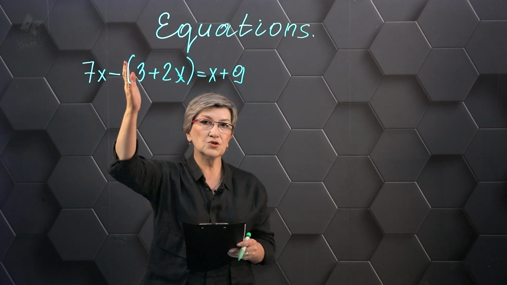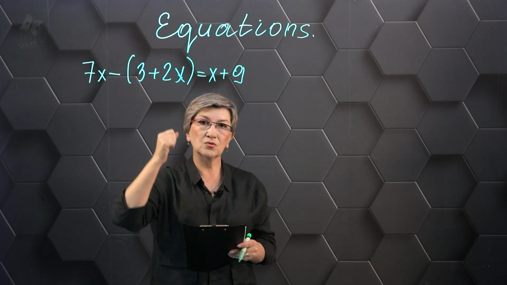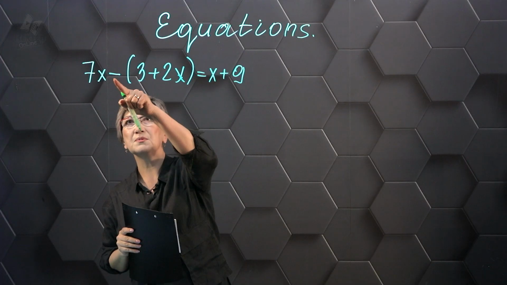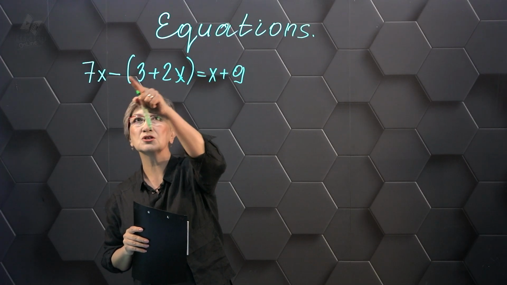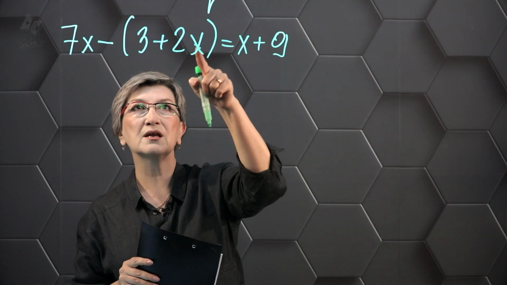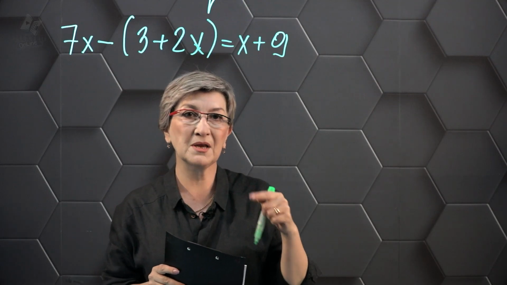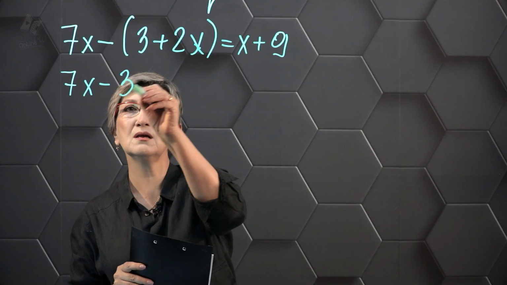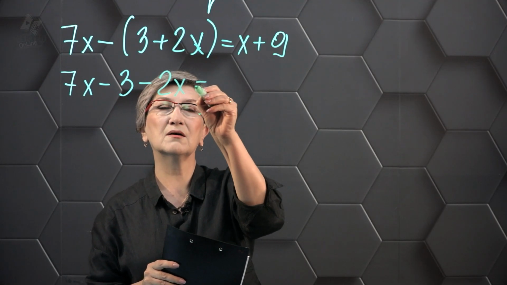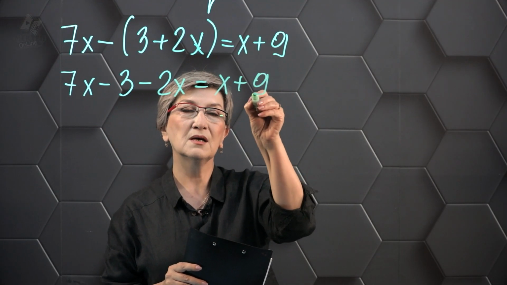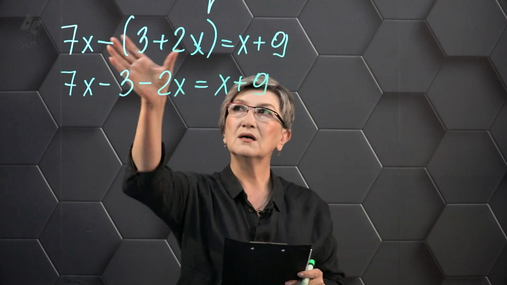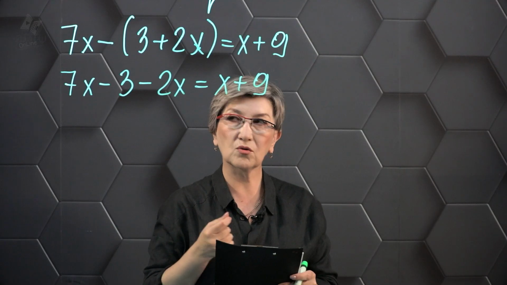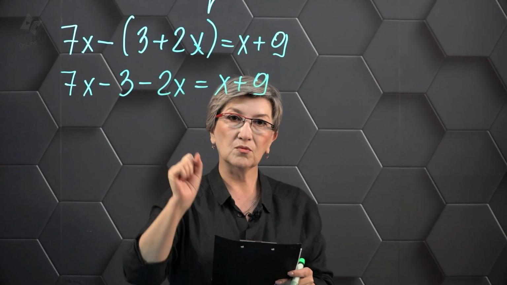Of course, I could also write a 1 in front of this parenthesis, but I will remember the rule. If there's a minus sign in front of it, you write the expression without the parenthesis, but change the sign. The result is 7x minus 3 minus 2x equals x plus 9. As you can see, at first I'm only working with the left side because that's where I saw the expression in parentheses. Now, there are no parentheses.